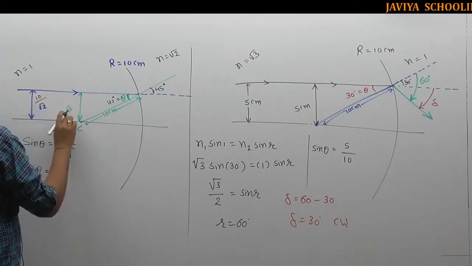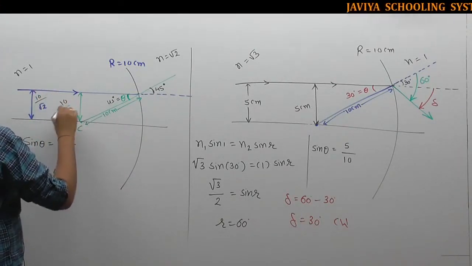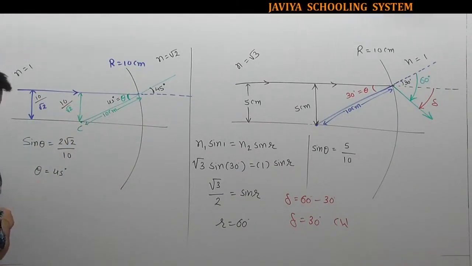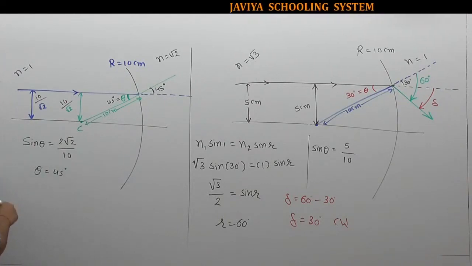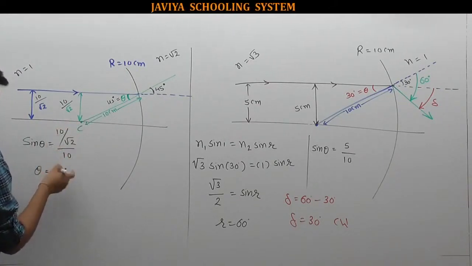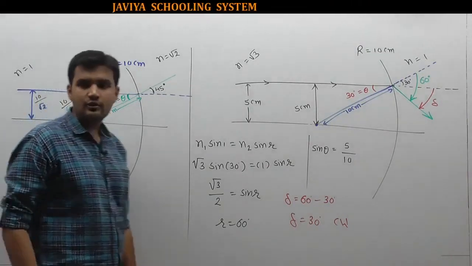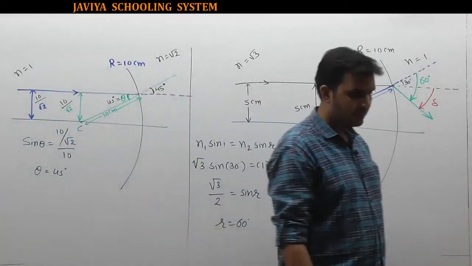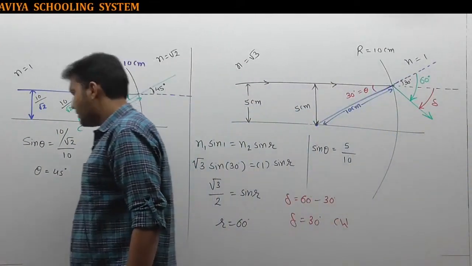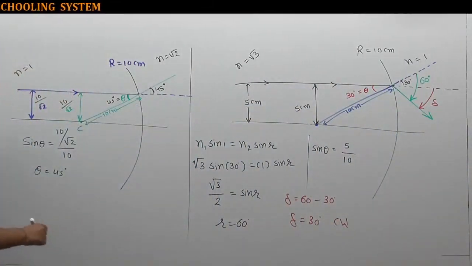Check, now it works. If this is 10/√2, so what is sin theta? That is 10/√2 upon 10. Yes, that's correct. So theta comes out to be 45. Yes or no? Okay, there was a mistake in writing the data. So theta is the incident angle, 45 degree.